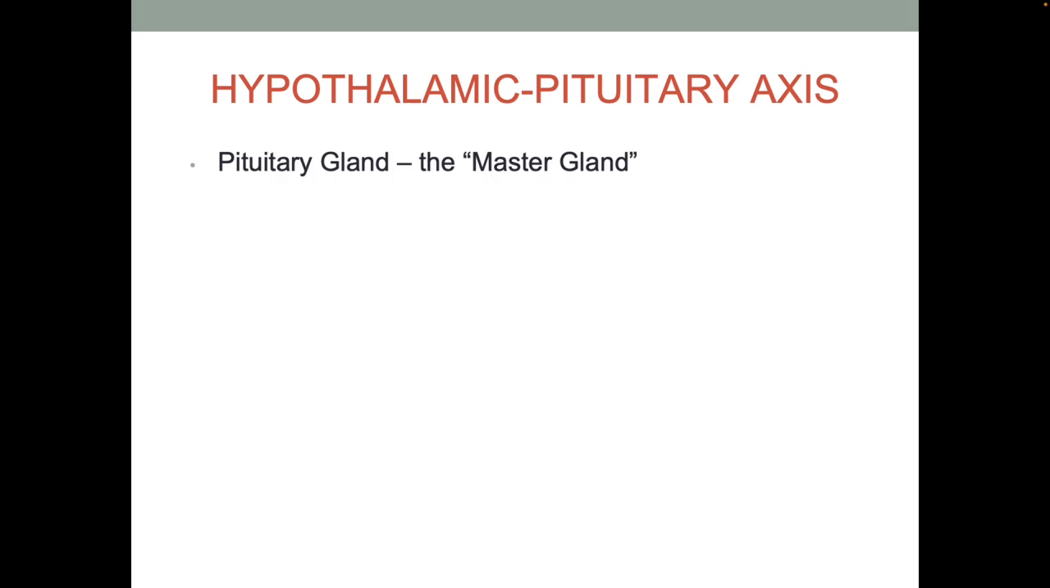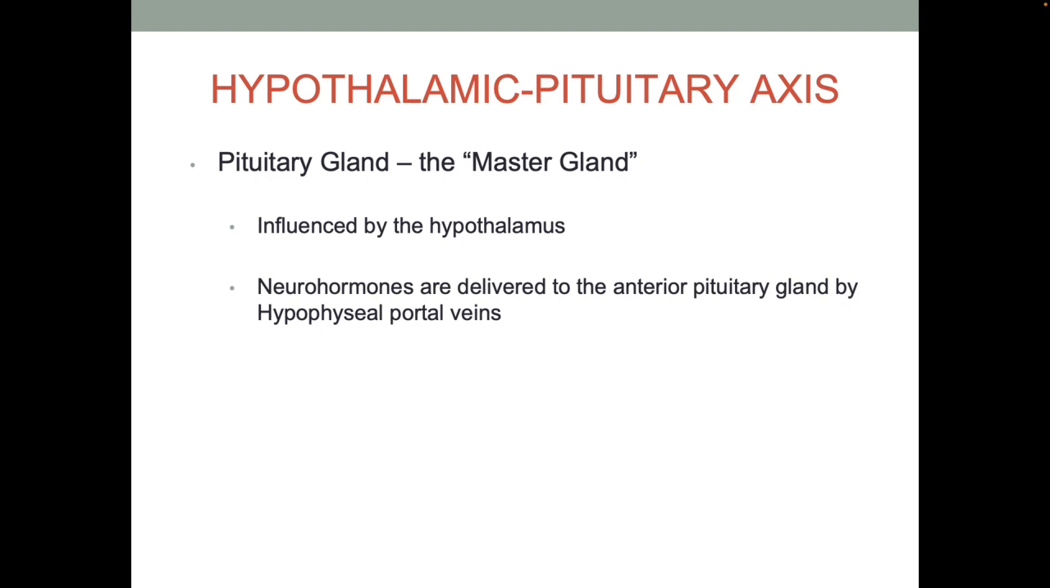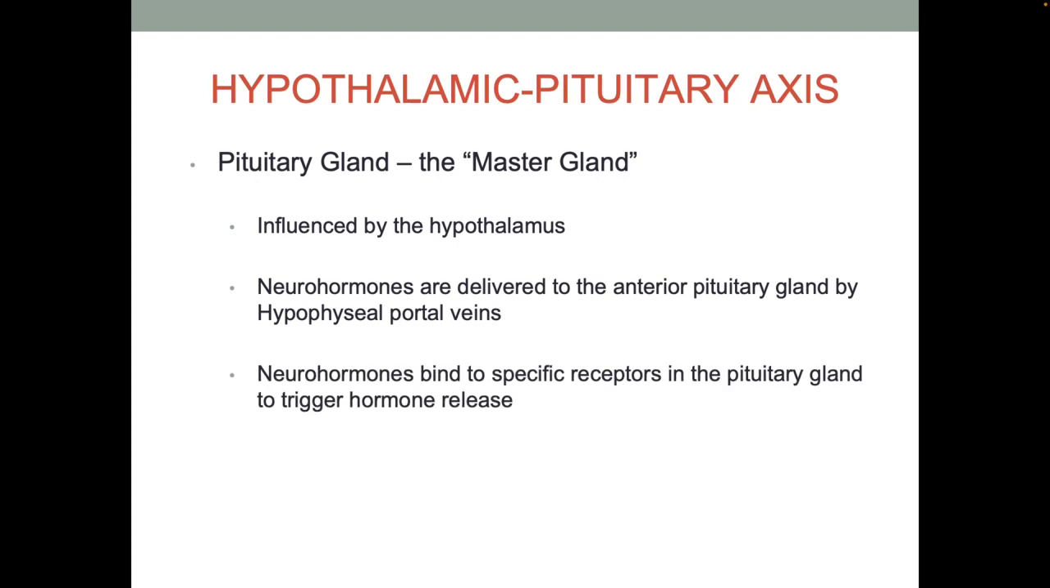So as you'll recall, the pituitary gland is going to be the master gland, responsible for coordinating the hypothalamic pituitary axis. It's going to be influenced by the hypothalamus, and neurohormones are going to be delivered to the pituitary gland. In the anterior pituitary gland, it's going to occur by the hypophyseal portal veins. I've got a picture next that's going to show those things. And then from there, that neurohormone is going to bind to a specific receptor in the pituitary gland, which is going to ultimately trigger hormone release.